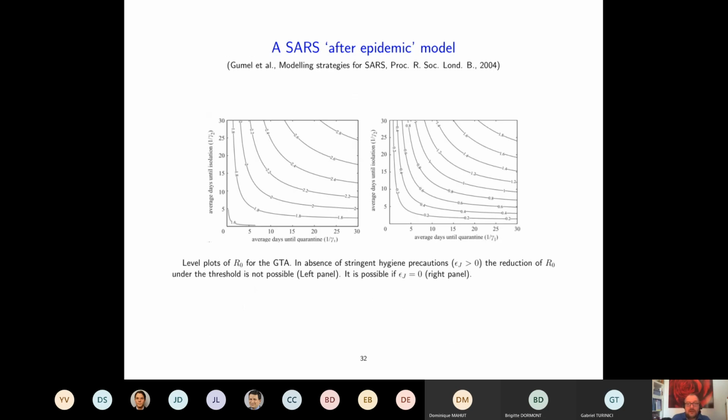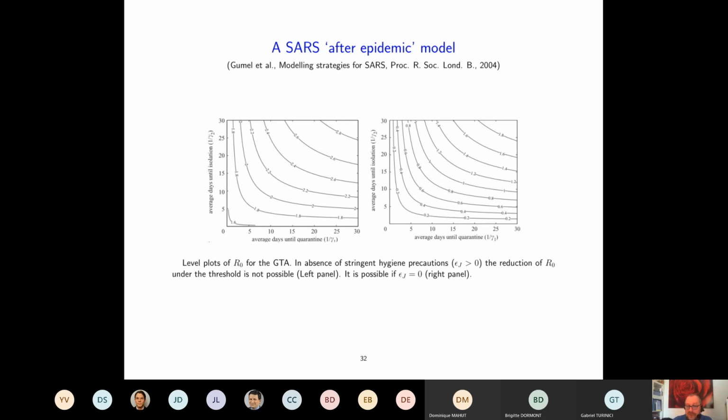Clearly, here you have two protective actions. One is quarantine, another one is isolation. And these two plots are interesting because you can see here level plots of the basic reproduction number. This one refers to the Greater Toronto Area before the perfect isolation was obtained, and this is after that. As you can see, on this axis you have the average delay until quarantine, and this is the average delay until isolation. And in the level plots you will not see the number 1. So it is not possible to reduce the basic reproduction number under the threshold which will ensure the elimination of the disease in this case.